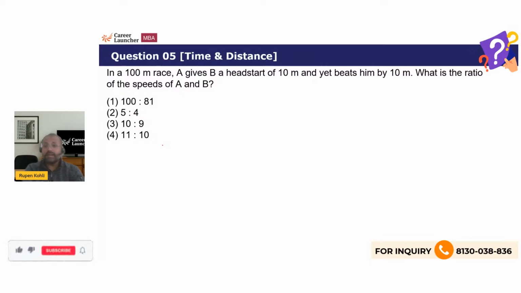Okay, so I'm running. I don't know what about you. In a 100 meters race, A gives B a head start of 10 meters and yet beats him by 10 meters. What's the ratio of the speeds of A and B?